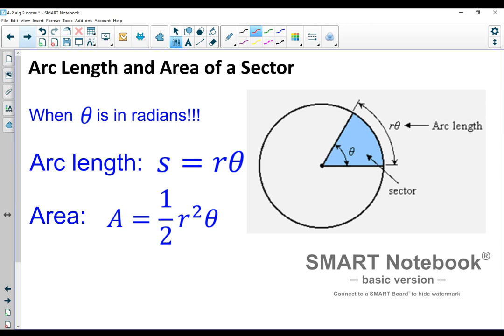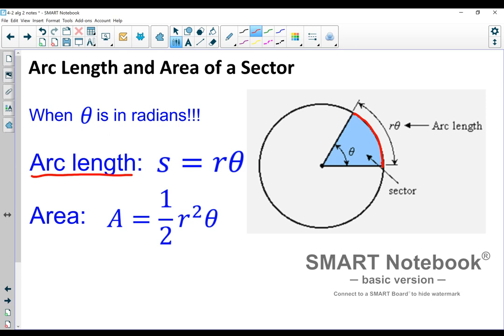So here are a couple formulas. If I want to know arc length, we're talking about how long this is. It's a portion of that circumference. The letter for arc length is S. We do r times theta, but this is when theta is in radians.